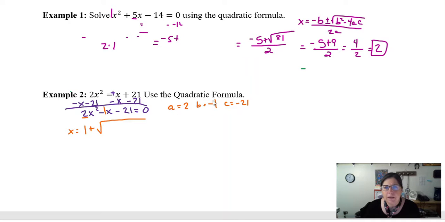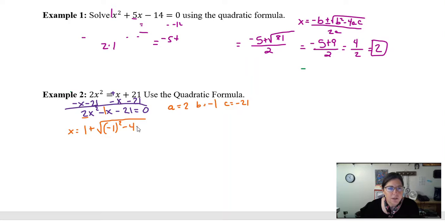Now again, my b is originally negative, so when I go to square it, I want to make sure I square the negative with it, not just the 1. So I'm going to put it in parentheses. If you're not sure when do I put in parentheses and when I don't, you can just always put it in parentheses and then you don't have to worry about it. But for sure, you have to do it when it's a negative.